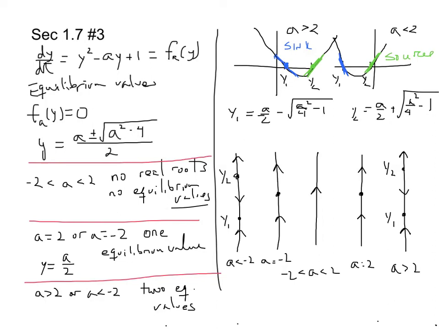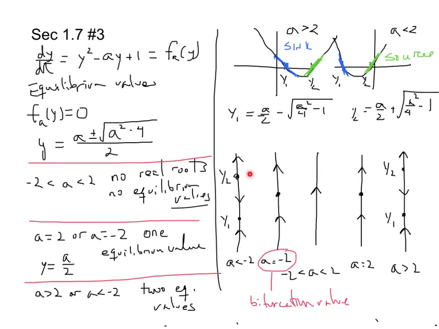Looking at these phase lines, it's clear that the value minus 2 is a bifurcation value. Because to the left, I have two equilibrium values, but to the right, as soon as I get slightly bigger than minus 2, I have no equilibrium values. And as soon as my values are just a little bit less than minus 2, I have two equilibrium values, a sink and a source.